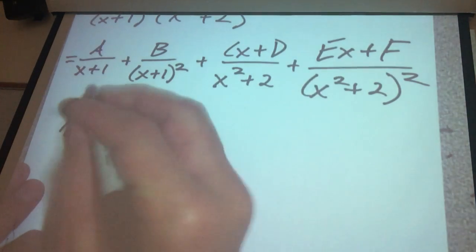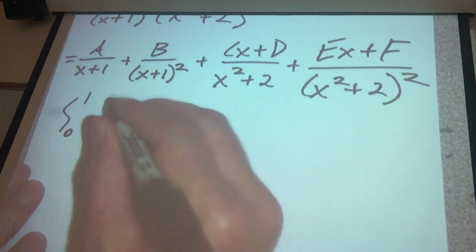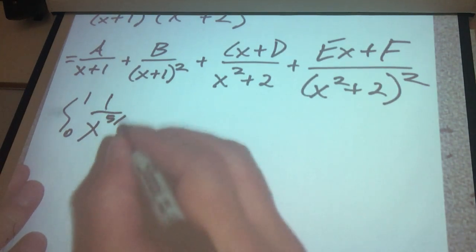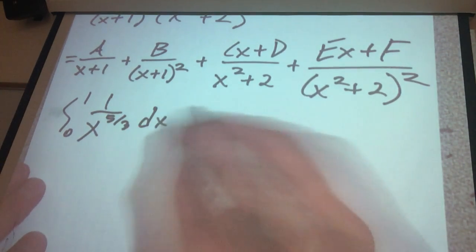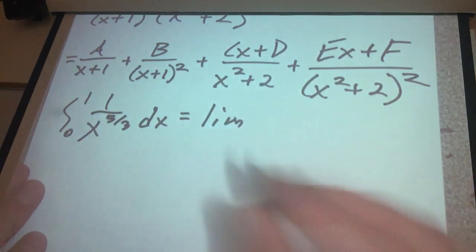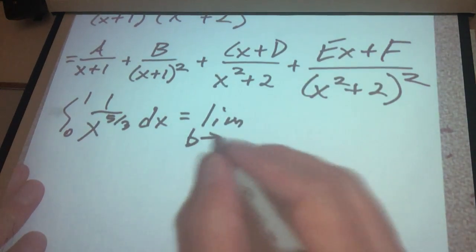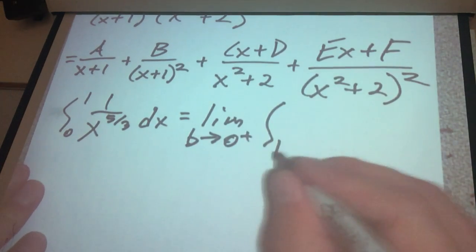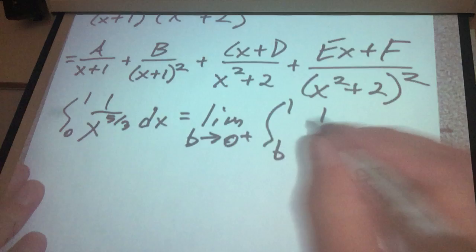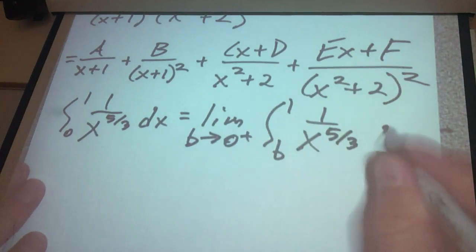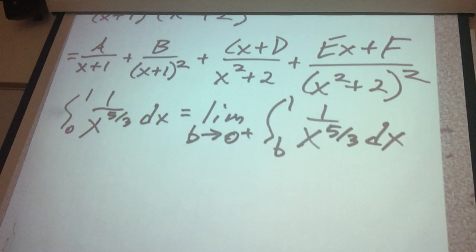the integral from 0 to 1 of 1 divided by x to the 5 divided by 3, an integral with respect to x. Okay. Very first thing and most important thing on this problem is to say that that's the limit as b approaches 0 from the right, integral from b to 1 of 1 divided by x to the 5 divided by 3, an integral with respect to x.